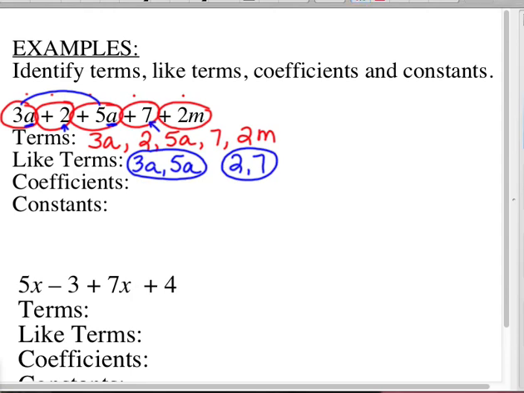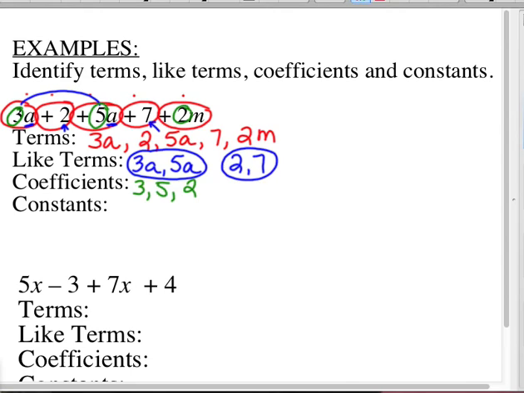Okay, let's talk about coefficients. We'll do coefficients in green. Coefficients are the numbers that are stuck onto the letters. So 3 is a coefficient. 2 is not. 5 is a coefficient. 7 is not because there's no letter. And 2 is a coefficient. All right, that wasn't too bad.